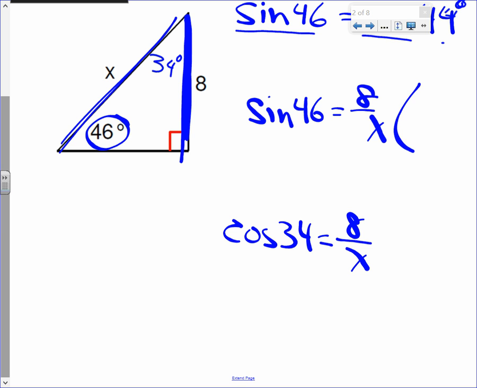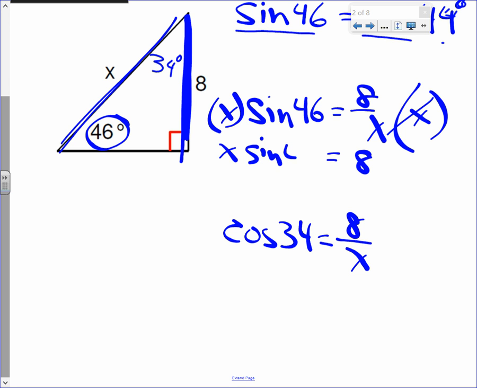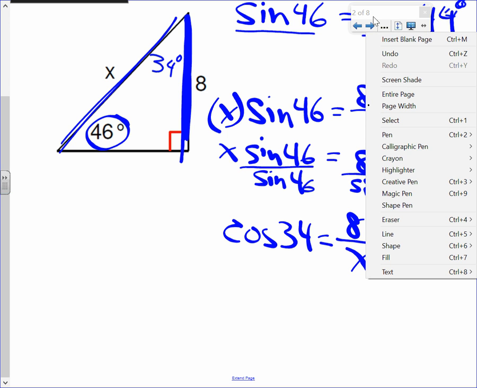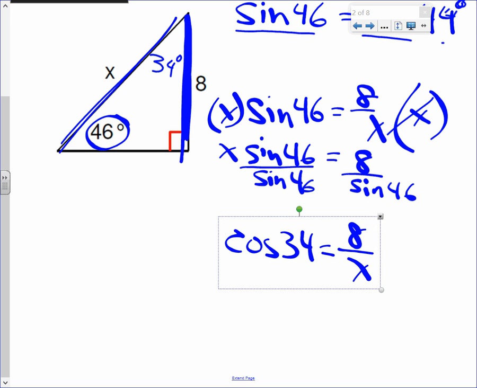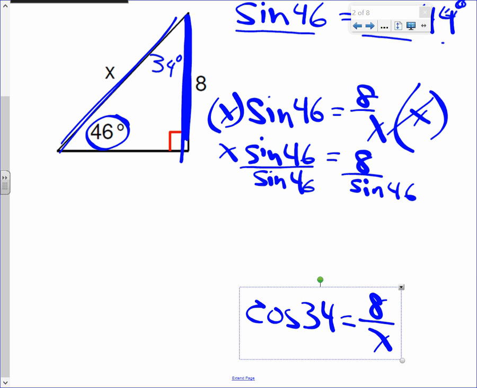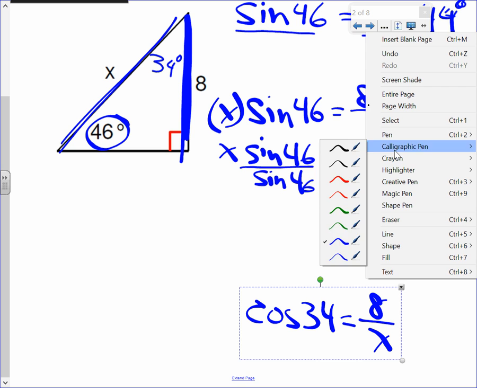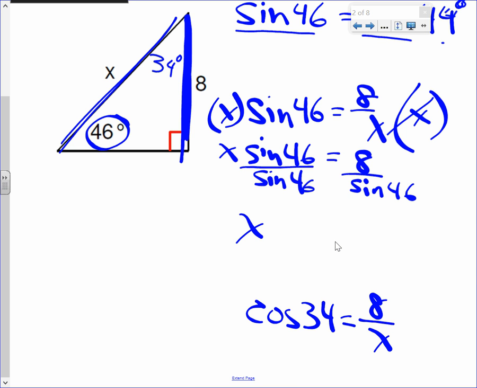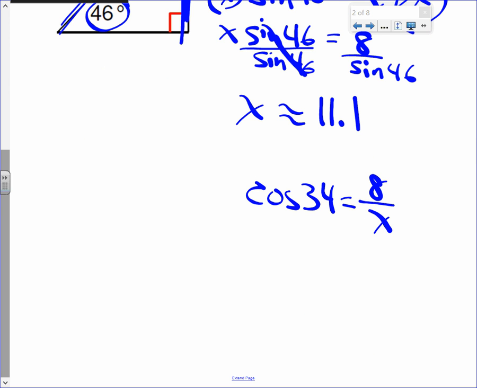X is on the denominator, so I'm going to multiply both sides by x. So I have 8 equaling x times the sine of 46. So to get x alone, we're going to divide both sides by the sine of 46. I trust after all the time I gave you, someone was able to punch this in a calculator. Anybody able to? Go ahead, Garcia. 11.1 sounds great. To the nearest tenth, x then is approximately 11.1. If you type 8 divided by the sine of 46, excellently done.